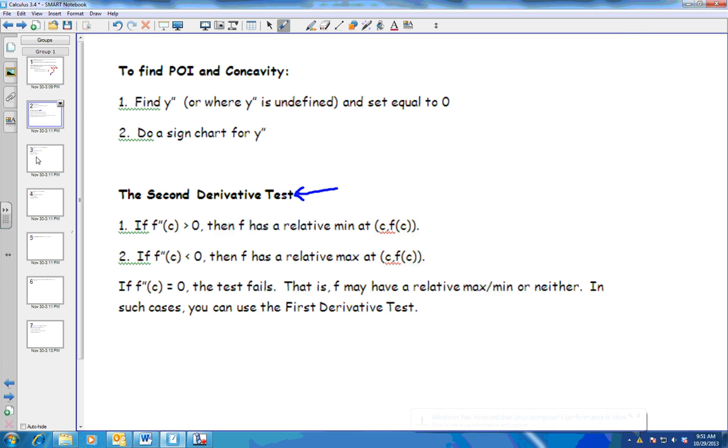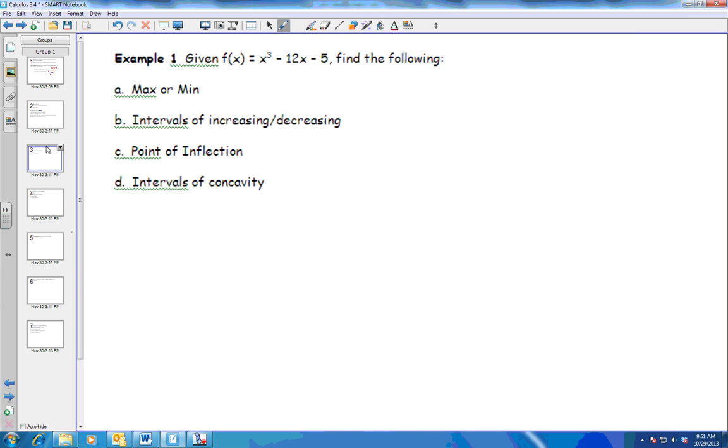All right, so let's look at example 1. Given x cubed minus 12x minus 5, find the following. So I kind of know in my head a sketch of this graph. This is something cubed, so it's going to look something like that. It could actually go like this, I don't know, something that looks something like this, x cubed. And we could graph it to see, but we're going to find this information without graphing it.